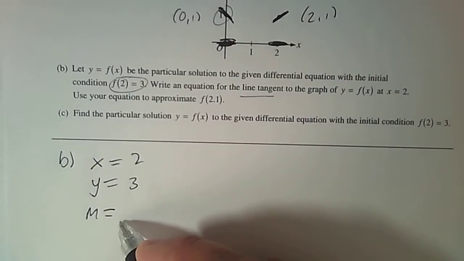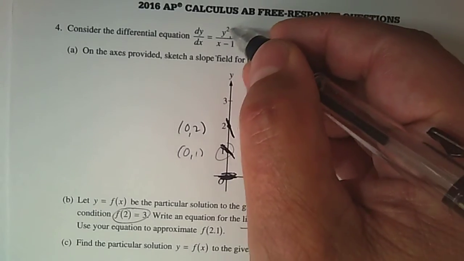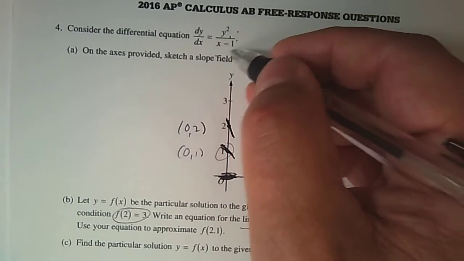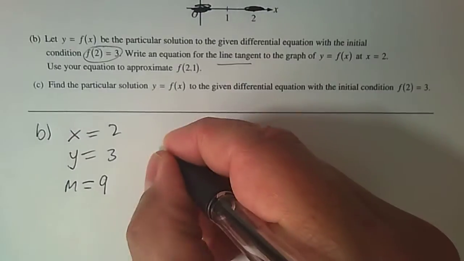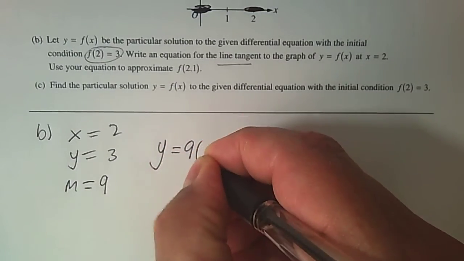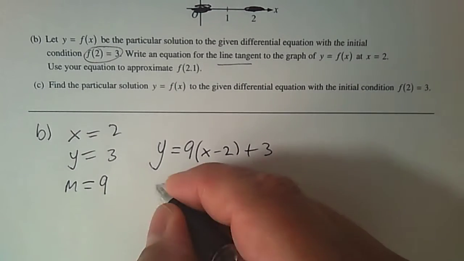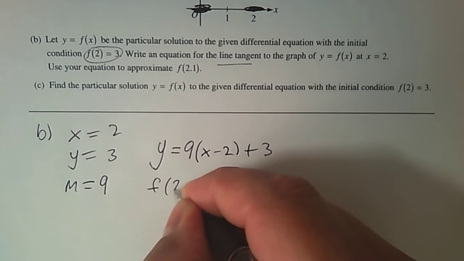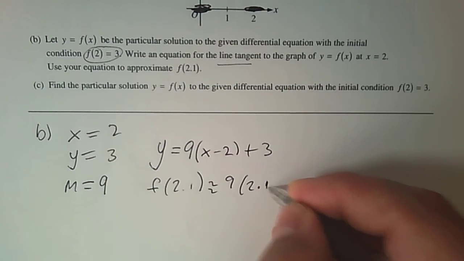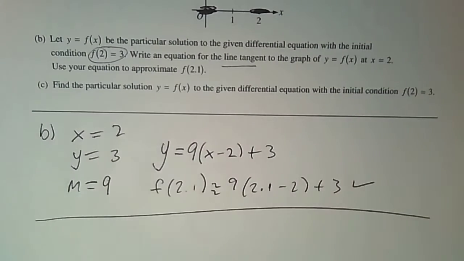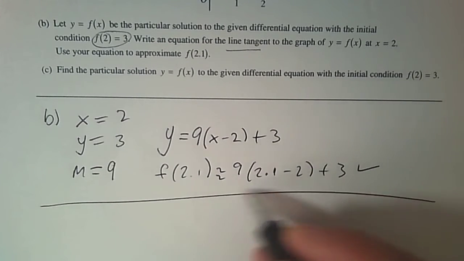And then to find the slope, I just plug it into the differential equation. So when I plug in 2 and 3, that's 9 divided by 2 take away 1. So it's 9 divided by 1, so the slope is 9. So that means the equation then would be y equals 9 times x subtract 2 plus 3. So you have your equation. And then what's the approximate value of f(2.1)? I don't need to simplify it, so I'm not going to. And you have your answer. You just plug 2.1 in for x to approximate the value using the tangent line.